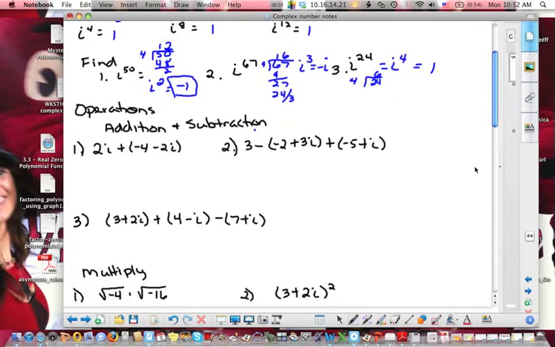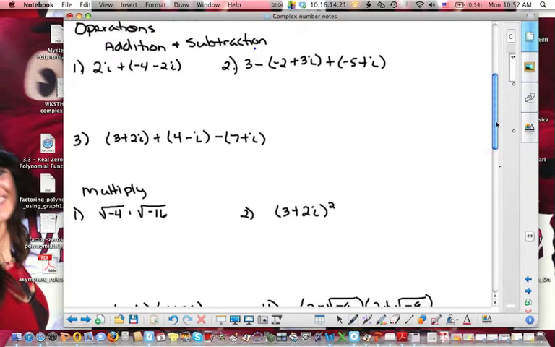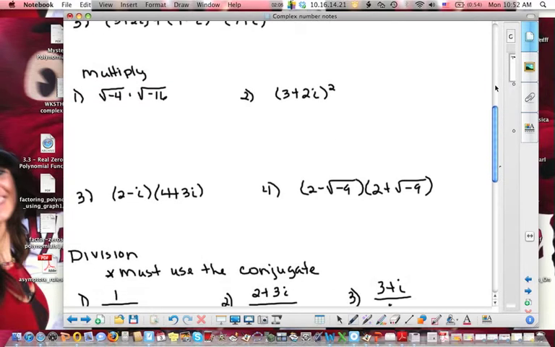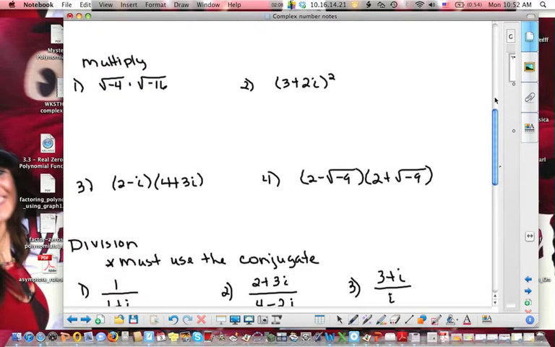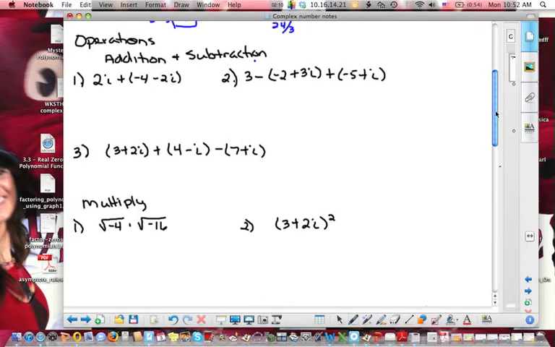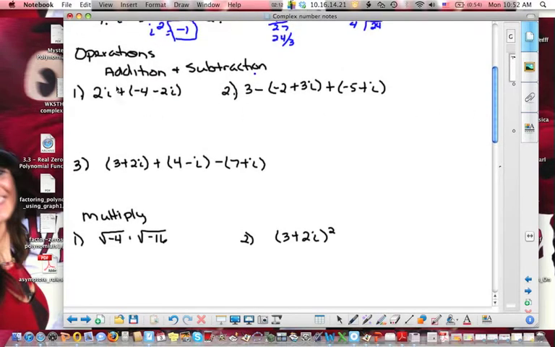Dealing with operations, you add and subtract as if you were looking at any variable. So the imaginaries combine with imaginaries, the reals combine with reals. So positive 2i would combine with the negative 2i to cancel each other out. So the answer is just negative 4.